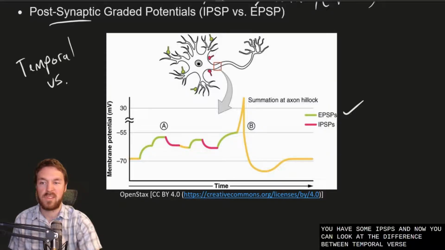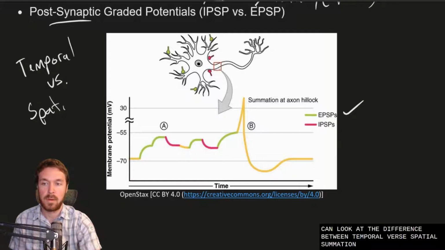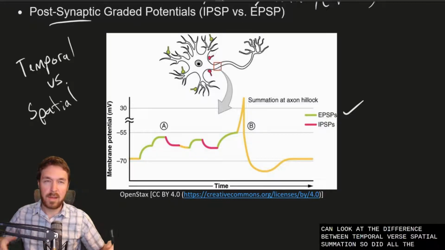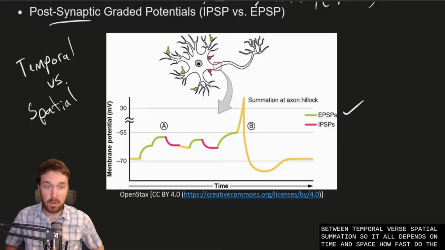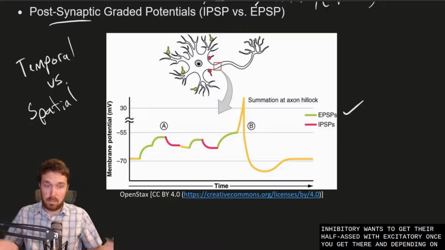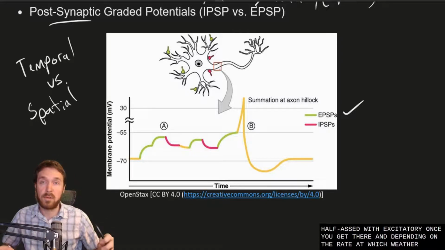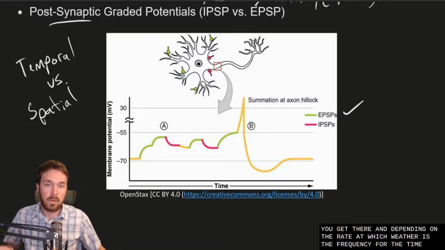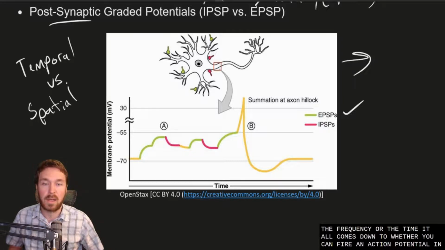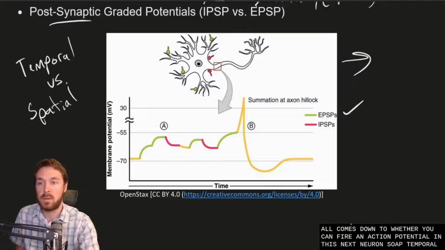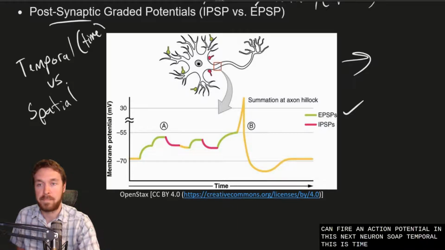versus spatial summation. So it all depends on time and space. How fast do the inhibitory ones get there? How fast do the excitatory ones get there? And depending on the rate, whether it's the frequency or the time, it all comes down to whether you can fire an action potential in this next neuron. So temporal, this is time. Spatial is same time.